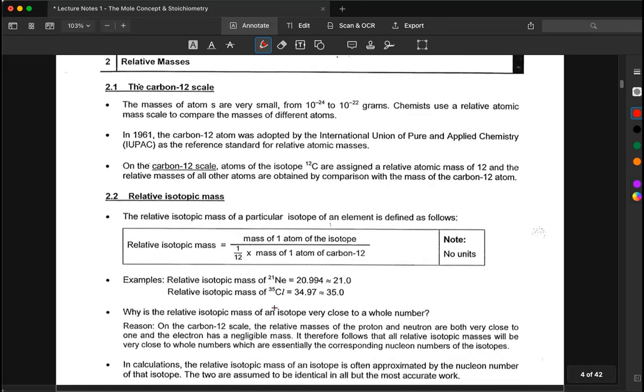Now, this one was covered at O level. We will not go through it. Just to let you know that for IUPAC, they use carbon 12 as the reference standard for the relative atomic mass. Every atom is divided by this mass to give you the relative mass as you observe.